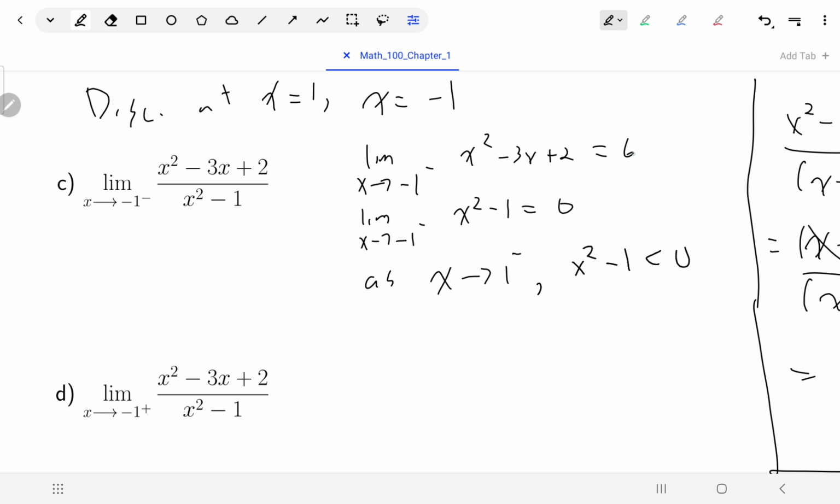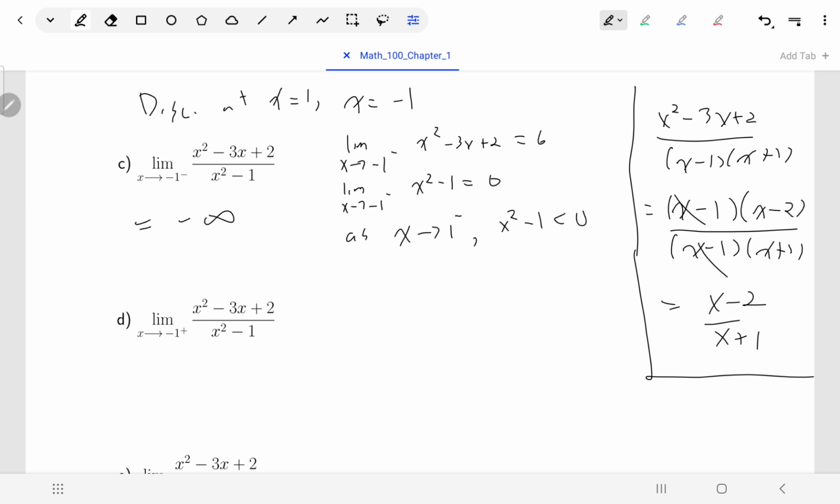So top is a not zero number, bottom is 0. That's telling us we have a vertical asymptote. The top is positive, the bottom is going to 0 through negative values. Positive divided by negative is a negative, so that means we must be approaching negative infinity.